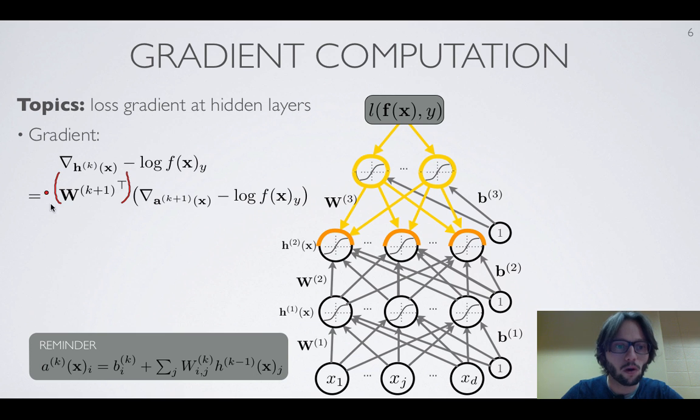Okay, so that's one way of taking our partial derivatives and converting that into a vector of partial derivatives, so of the gradient. We simply take the gradient of the pre-activation at the layer above, and then multiply by the transpose of the connections between these two adjacent layers.